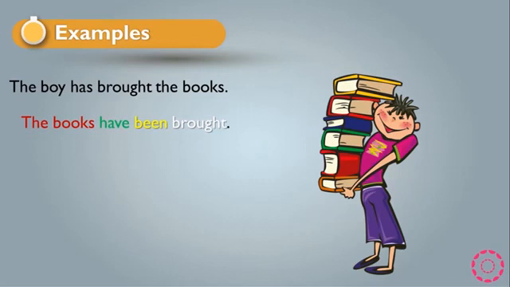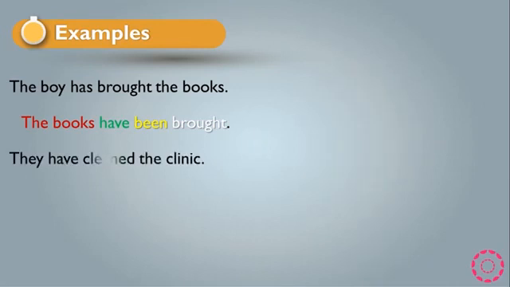Why do I use have? Because books here is plural, it has s. That's why I used have. And we have to use been in passive present perfect as shown in the rule, and brought is the past participle of bring.